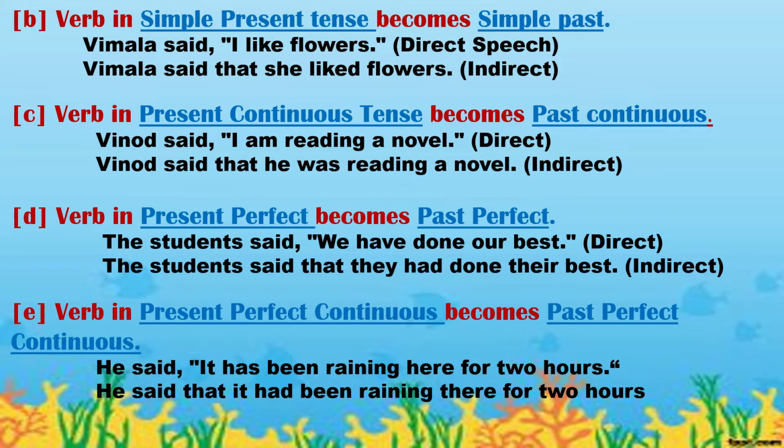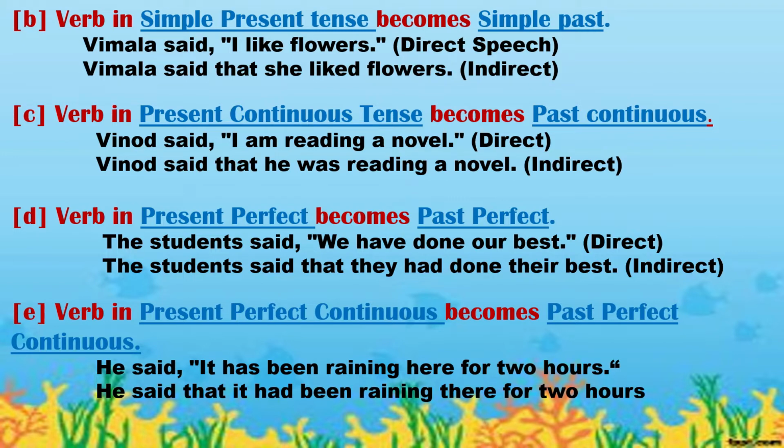Three, verb in present perfect becomes past perfect. Example, the students said, "We have done our best," is a direct speech. The students said that they had done their best. The present perfect in direct speech changes into past perfect in indirect speech.